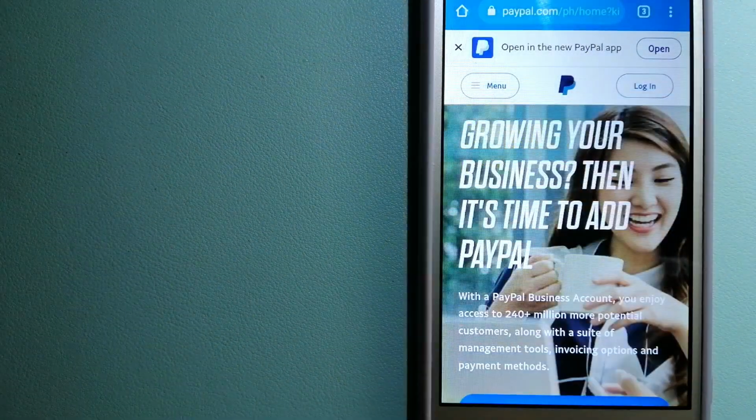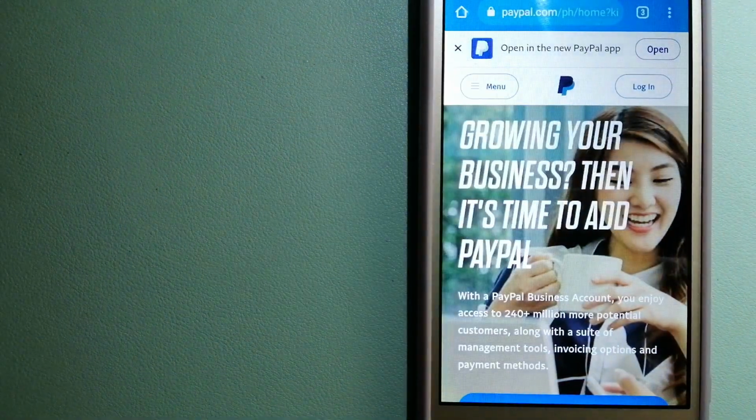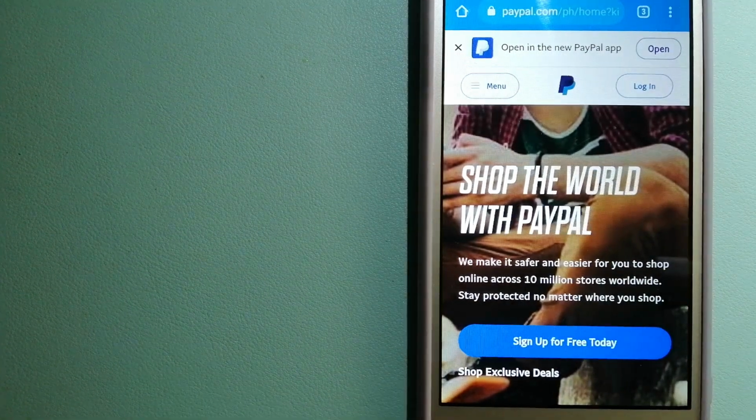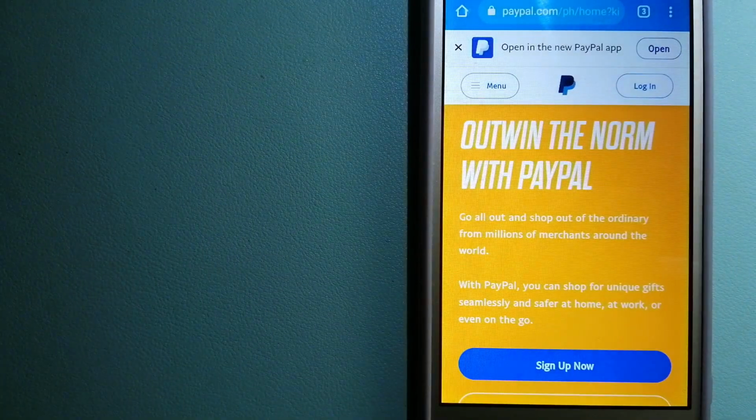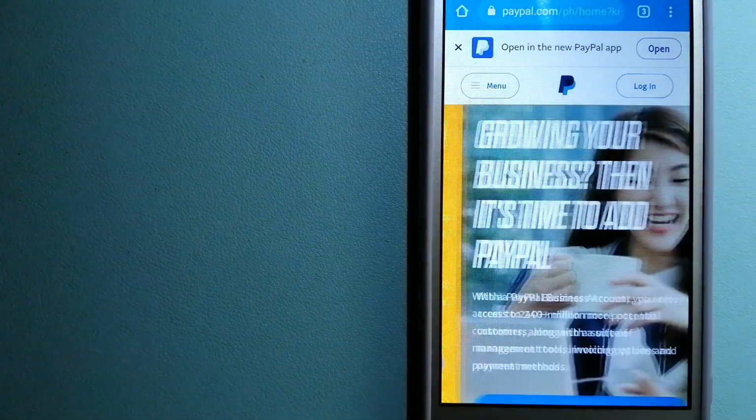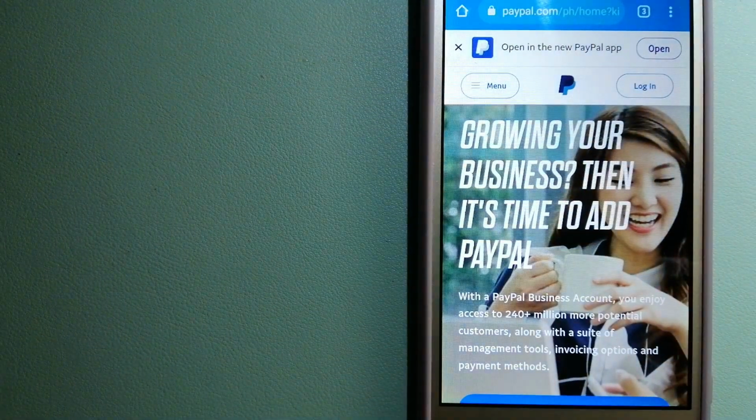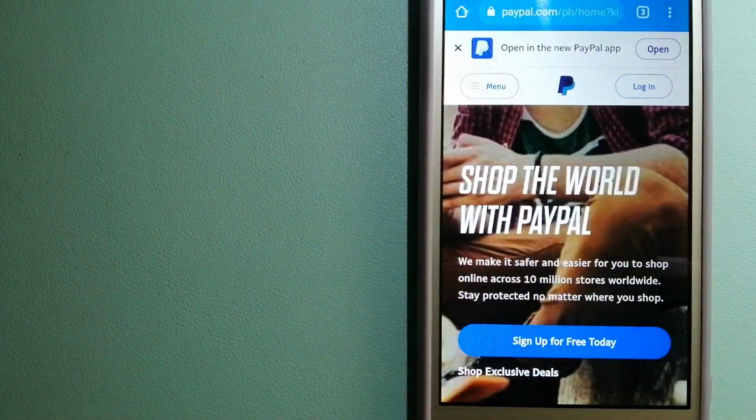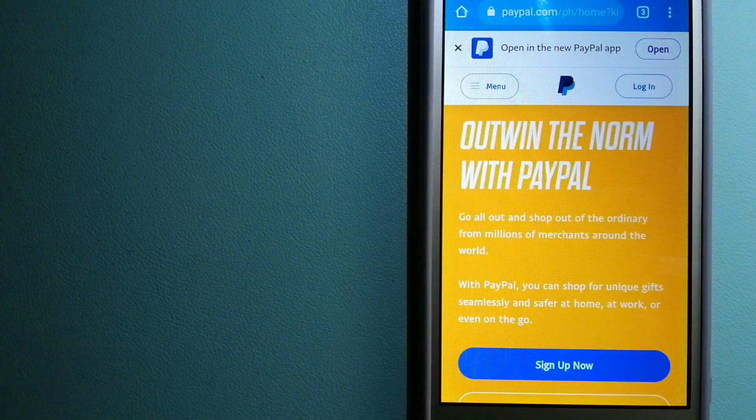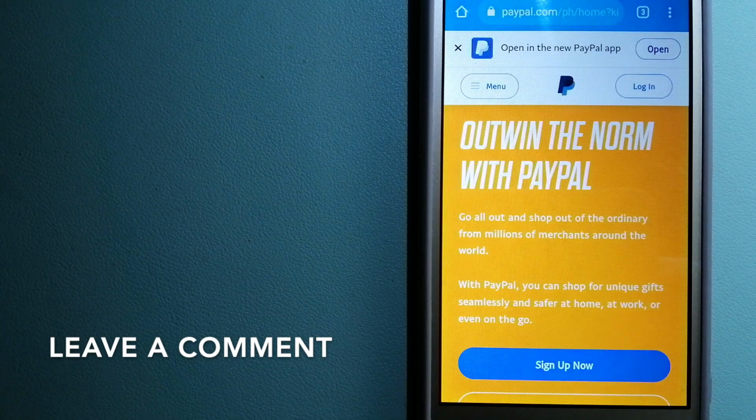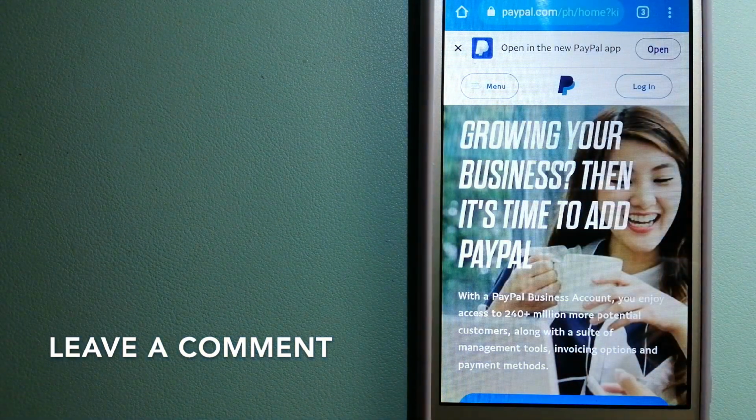The second option is PayPal. This is an online payment system that makes paying for things online and sending or receiving money safe and secure. When you link your bank account, your credit card, or debit card to your PayPal account, you can use PayPal to make purchases online with participating stores.